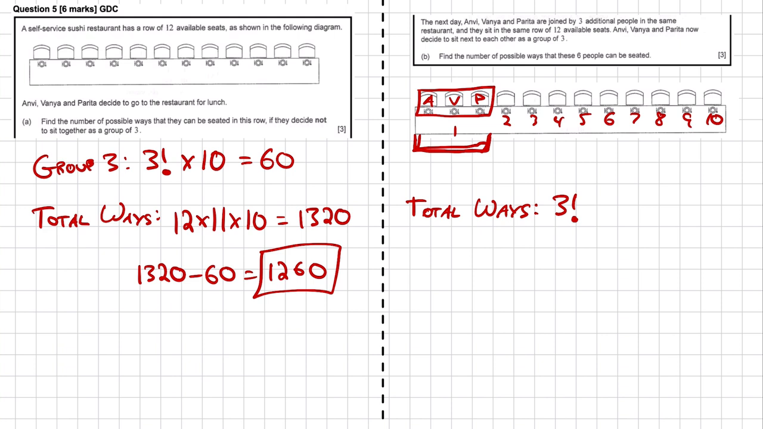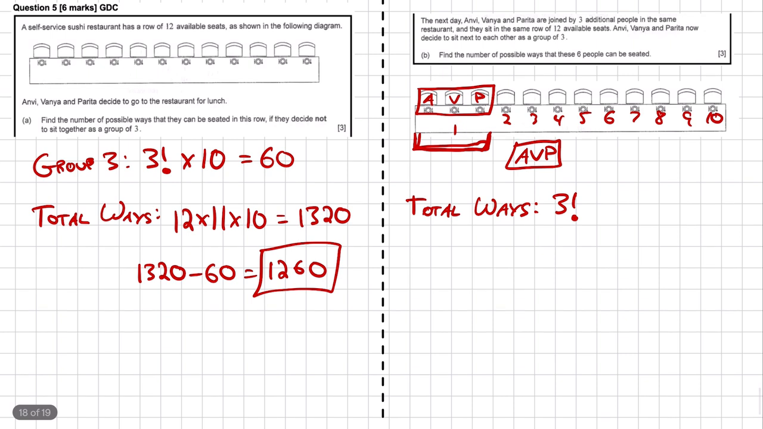Okay, so now we think about how many people we're placing in these 10 seats. Well, I do have six people, but if I think about placing objects in these seats, I have AVP, that's going to be one object. And then I'll just say B, C, and D. Those are going to be my other three patrons, my other three additional people. So in total, I actually only have 4 objects that I'm placing in these 10 possible positions.